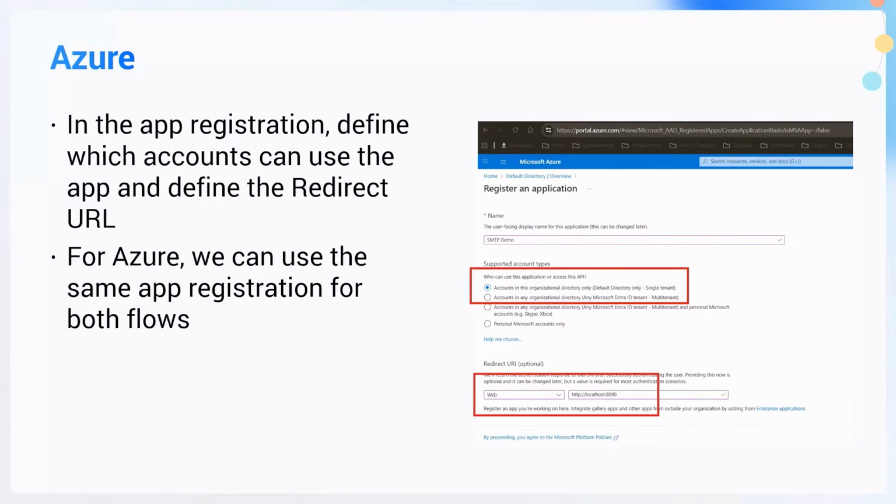Now, we can do this regardless of whether we're doing the authorization flow or the device authorization flow. If we use the device authorization flow, it will just ignore the redirect URI. If we use the authorization flow, then it will use it. So we don't have to create two different clients for the two different flows. When we get to Google, we will have to do that. So I just want to point out that difference.